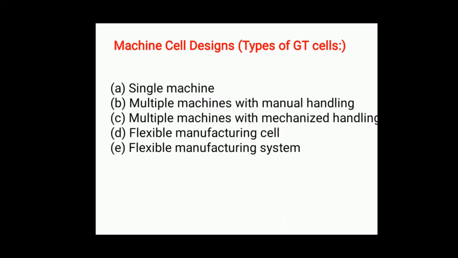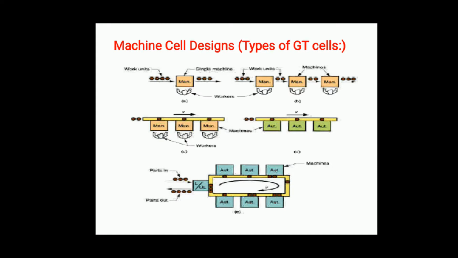And the fourth type is the flexible manufacturing cell. You can see in the flexible manufacturing cell there are no workers, it is a fully automated machine. Whatever raw material is there, we are going to transfer from one place to another place by using AGV or conveyor. And in that machine there is no worker, fully automated. Once we provide the program, it will work for the further manufacturing processes.